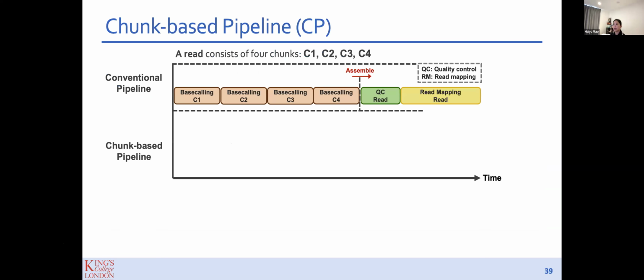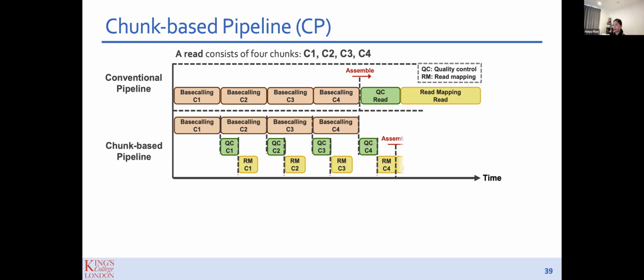In our trunk-based pipeline, we do the base calling. And at the same time, we do the second base calling. We do the quality control of the first trunk and some computation of the read mapping of the first trunk. And then we pipeline them. And we do the rest of the computation of the read mapping. And then we can save some cycles inside the trunk-based pipeline.